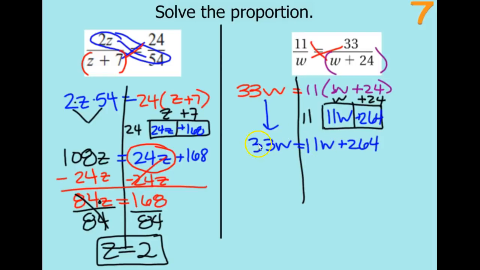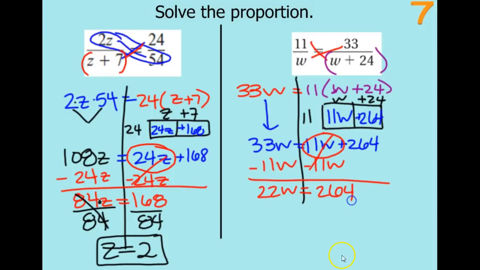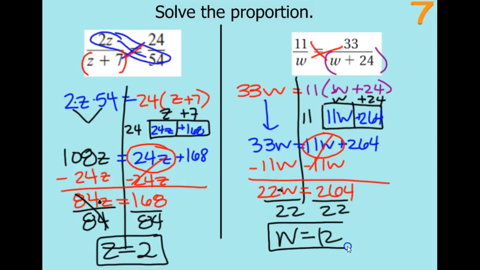And then last, we need all of our w's on the same side here. I'm going to move these over to be with the other ones. Subtract 11w. 33 minus 11, well, 3 minus 1 is 2. So 22w equal to 264. And those are touching. We know that means multiply. So the opposite is divide by 22. And my calculator gives me a nice 12. No decimals.